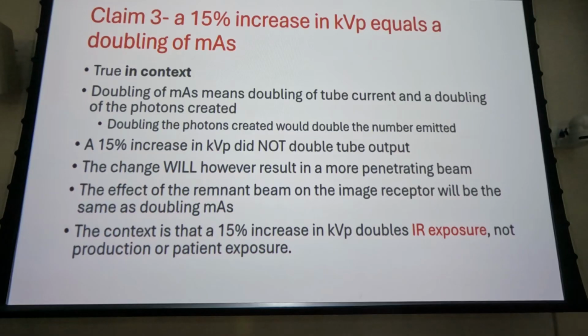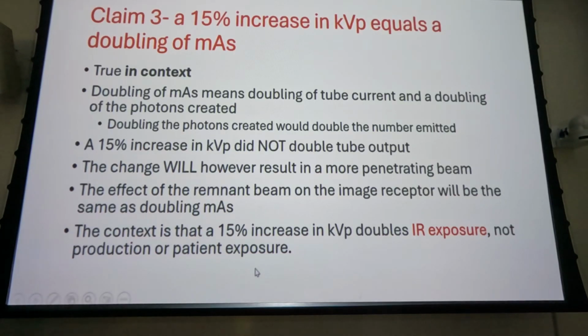The effect in the remnant beam, secondary beam, post-patient X-ray beam, and at the image receptor will be the same as doubling the mass. So the context is that a 15% increase in kVp doubles our exposure, all right? Very important distinction. It does not double the exposure from the X-ray tube. It doubles the image receptor exposure. It doesn't double the patient exposure.